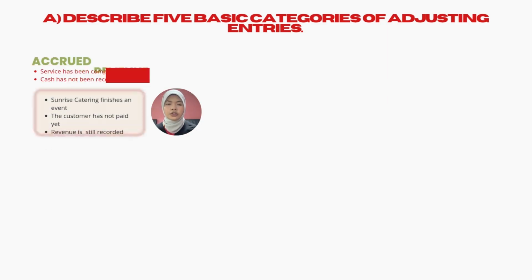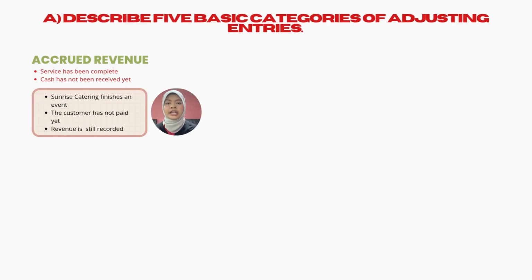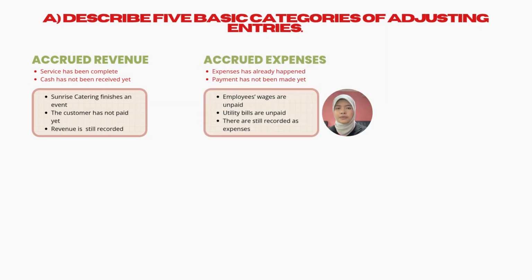First is accrued revenue. This is income that has already been earned but the company has not received the cash yet. For example, Sunrise Catering has completed an event, but the customer has not paid. The company still needs to record the income. Second is accrued expenses. These are expenses that have already happened but have not been paid yet. For example, wages or utility bills. Even though the payment has not been made, the expenses must still be recorded.